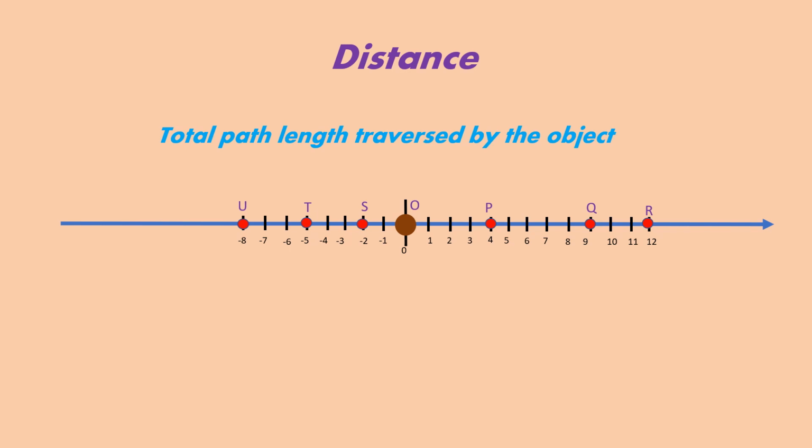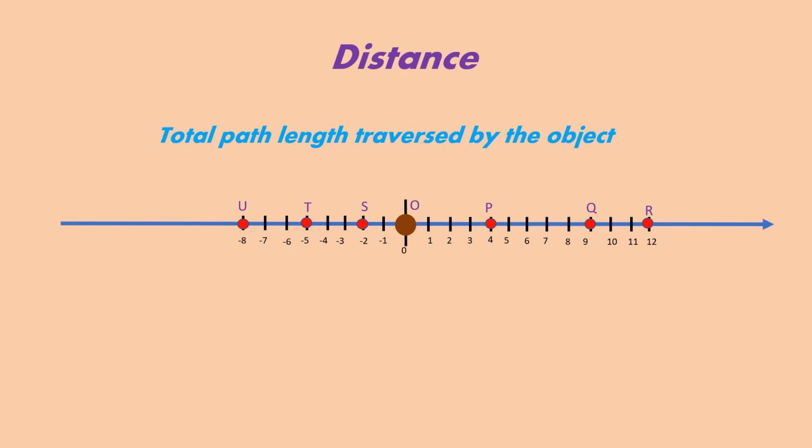And several positions are indicated by different alphabets P, Q, R, S, T, U, and the corresponding coordinates are also indicated here. Since it is a one-dimensional motion, the coordinate has only one number, unlike the previous example where we had two coordinates, both in the x direction and the y direction. Here, since we are considering only a one-dimensional motion, we need only a single number.